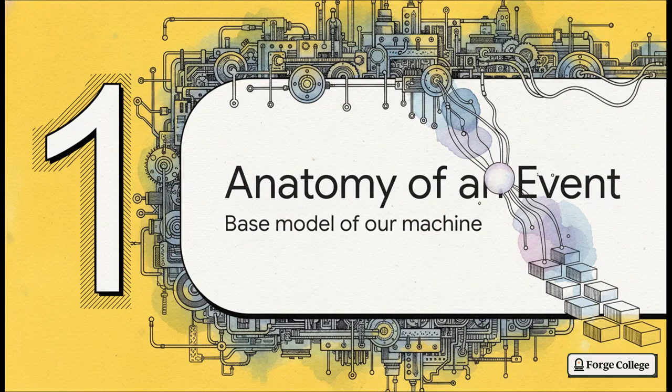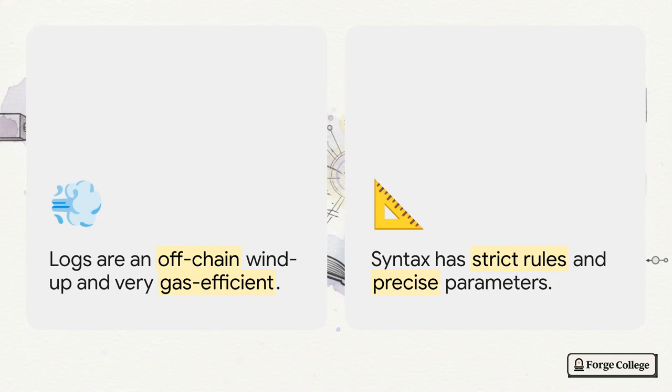Let's dive in. Conceptually, logs are just a beautifully gas-efficient way to say, hey, a token was transferred, right? But in practice, the syntax rules are actually incredibly strict. For starters, events must be declared at the contract scope. That means they live right at the top level of your contract, not tucked away inside some function. You have to tell the compiler the exact parameters you plan to broadcast right from the get-go.